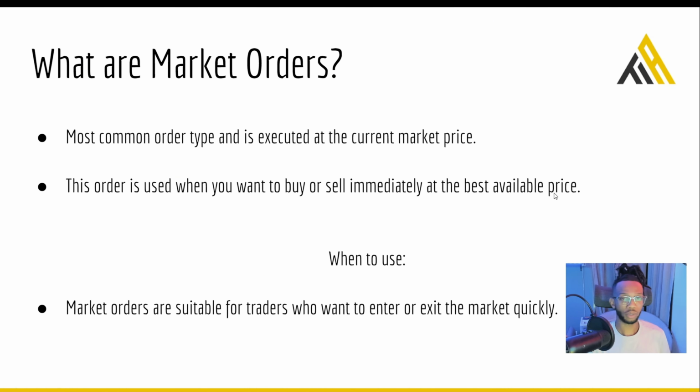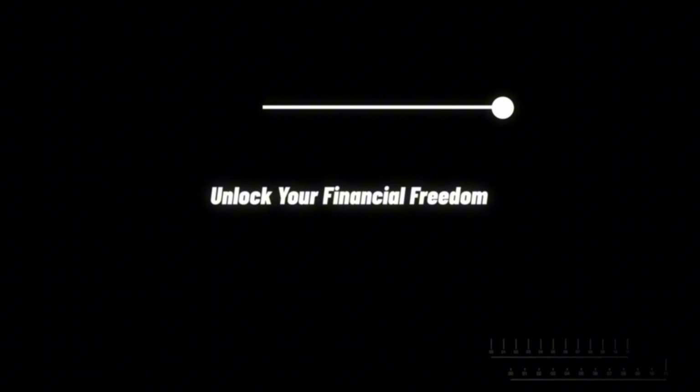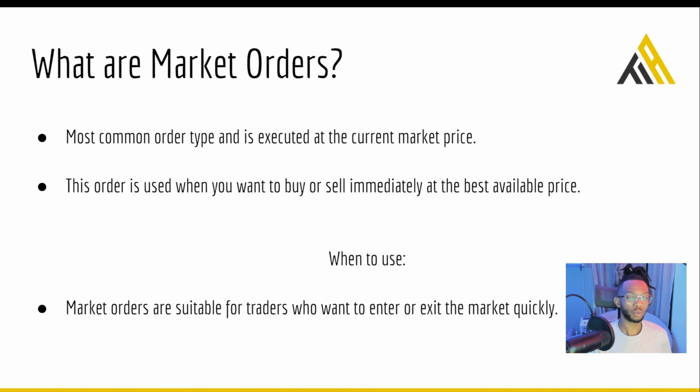The first type of order that we're going to talk about is called a market order. This is the most common type of order because it allows you to enter the trade immediately, right at where price is, on the spot. It's the fastest way to execute a trade and get in when you feel like it.